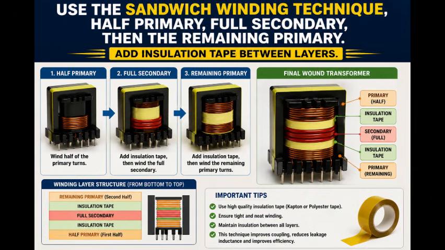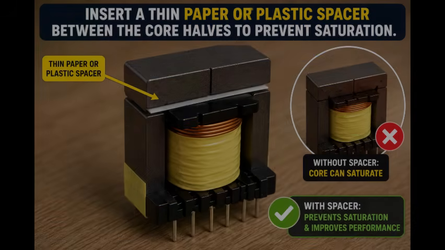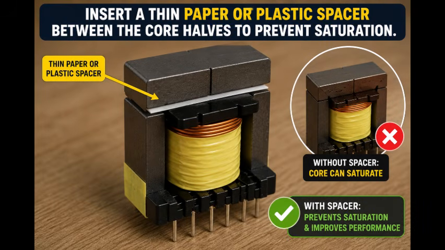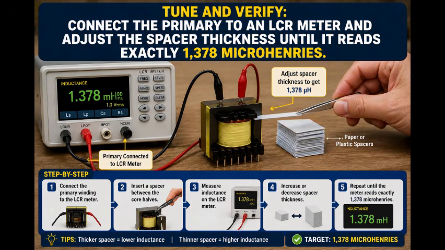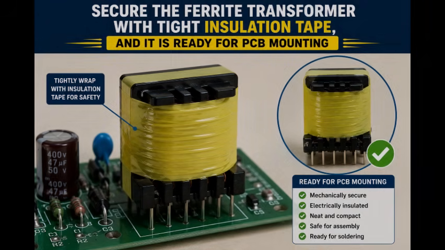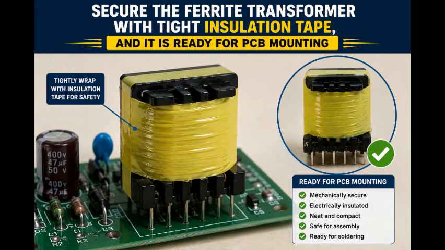Use the sandwich winding technique, half primary, full secondary, then the remaining primary. Add insulation tape between layers. Insert a thin paper or plastic spacer between the core halves to prevent saturation. Finally, connect the primary to an LCR meter and adjust the spacer thickness until it reads exactly 1378 microhenries. Secure the core with tape, and your transformer is ready for the PCB.